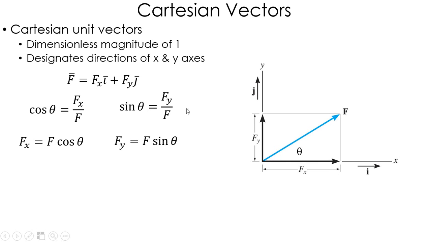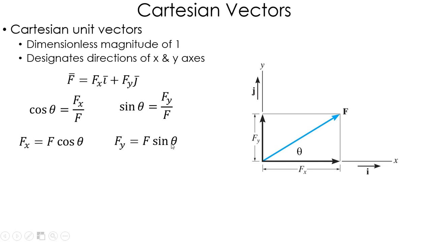Same thing for the y component. Remember, this magnitude and this magnitude are identical. So the sine is the opposite over the hypotenuse. So I have Fy over here divided by the magnitude of F. Now, through algebraic manipulation, I can figure out that the x component is simply the magnitude of F times the cosine of theta, and the y component is the magnitude of F times the sine of theta.